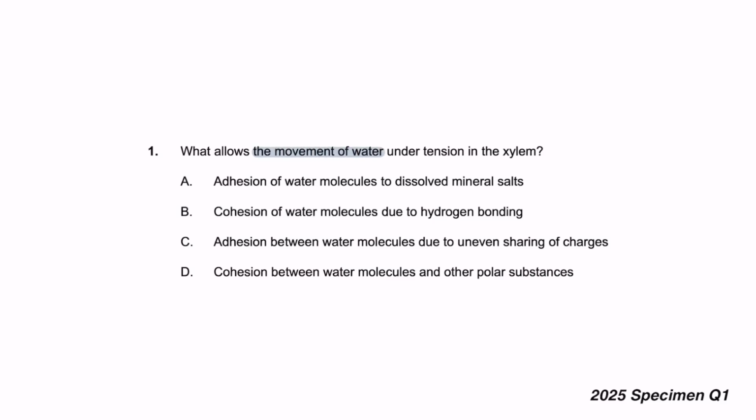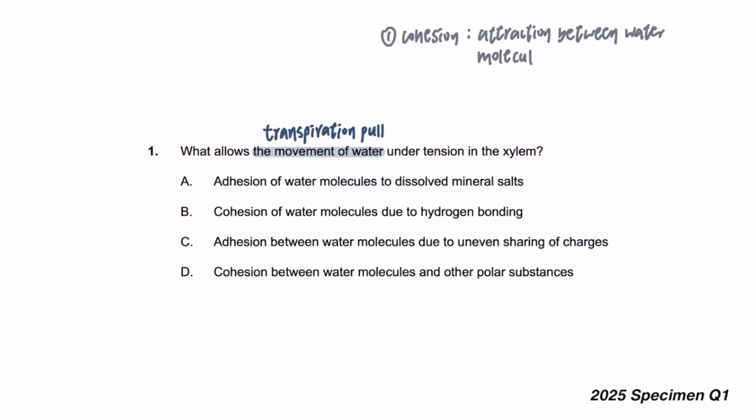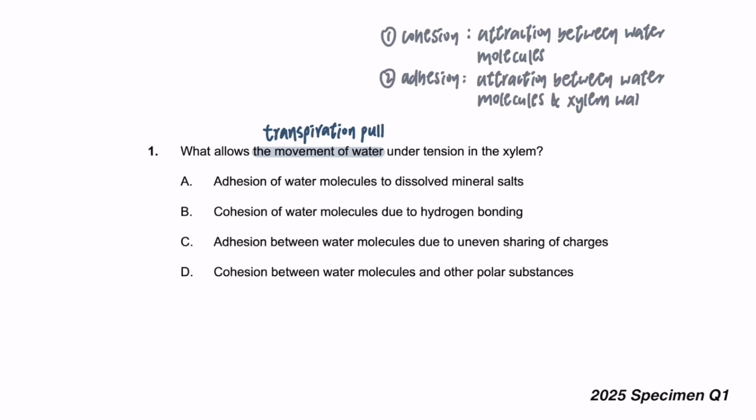The movement of water in xylem is caused by transpiration pull. Water is a polar molecule, so transpiration pull is facilitated by cohesion and adhesion. Cohesion is the attraction between water molecules, and adhesion is the attraction between water and the wall of xylem. These attractions are caused by hydrogen bonding.